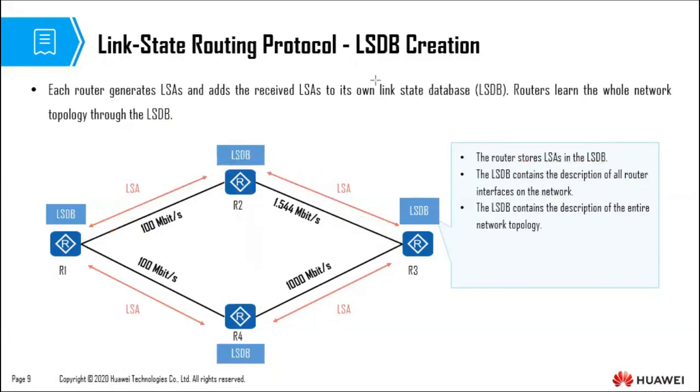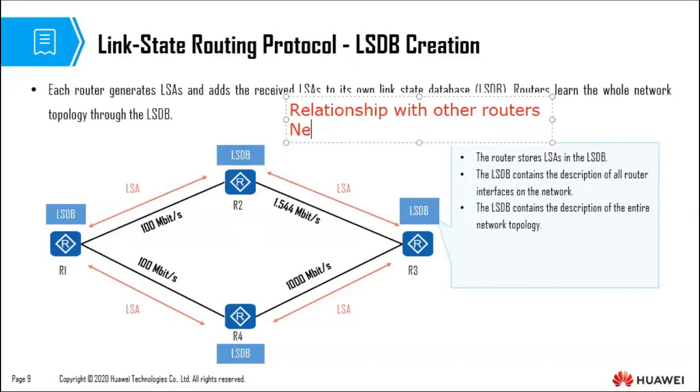Now, the link state advertisements, other than the cost, also contain other information, for example, the relationship with other routers or interfaces. And also, it might contain information about the neighboring routers. So we are going to see the kind of neighbor relationship that we can have when we're dealing with OSPF in a short while.